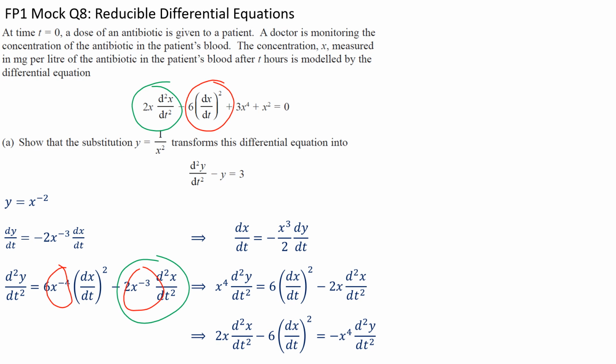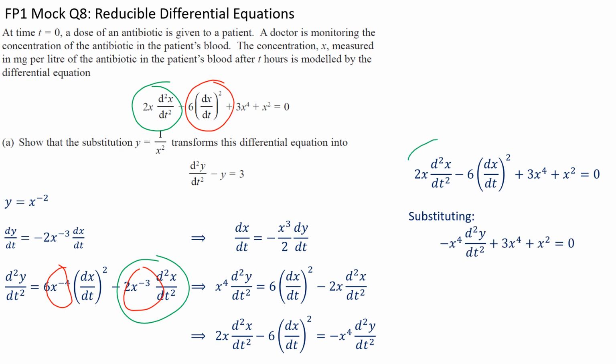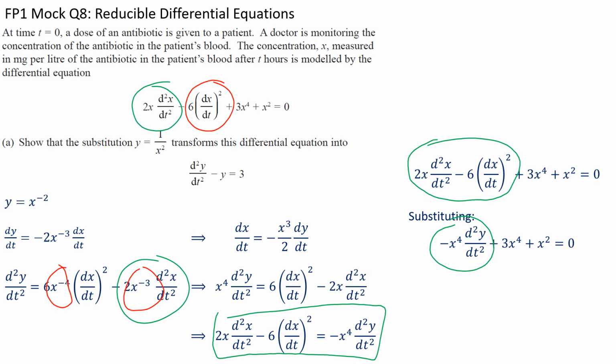Once I've got that, I can take 2x d2x by dt squared minus 6 lots of dx by dt squared. Notice that that is actually perfectly the two terms at the beginning of my differential equation, and that can be replaced all in one go by minus x to the 4 d2y by dt squared. That allows me to swap those out directly. So here's the original differential equation, and then we make the substitution. So this piece here disappears and gets replaced by this piece here.